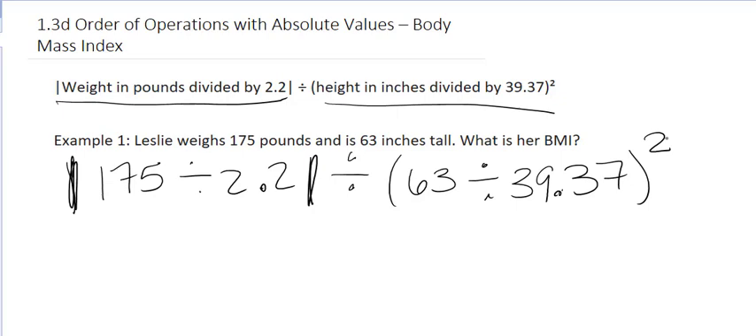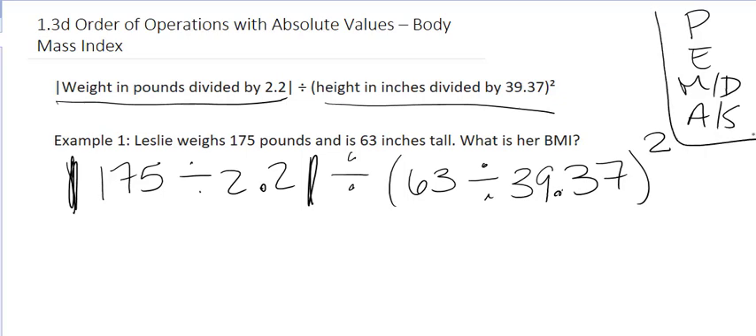So to solve this, let's remember we have our order of operations, which is P, E, M, D, A, and S. So absolute value signs need to be solved with the P for parentheses. So working from left to right, we first divide 175 divided by 2.2.